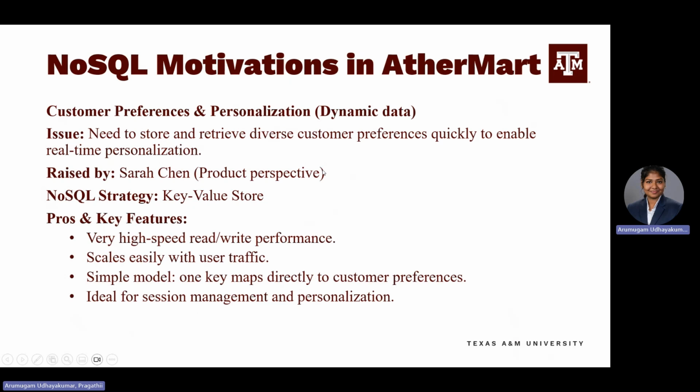So, in NoSQL motivations in the Ethermart database, there are three use cases that I encountered. The first is customer preference. Sarah Shen pointed out that storing preferences and retrieving them quickly will enable real-time personalization. To perform this effectively, we can use a key value store. To store preferences and implement personalization, we will use cookies and session variables, which will need high-speed read or write capability. And thus, this needs to be scaled with user traffic also. So, key value acts as a simple yet effective model that maps customer IDs directly to preferences.